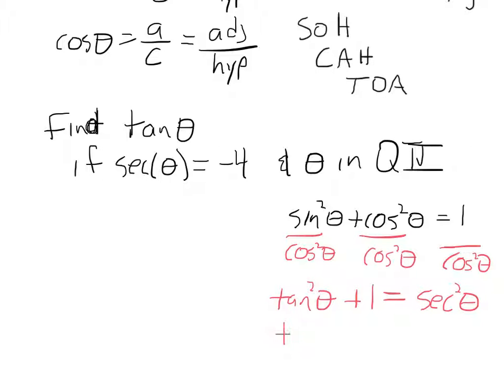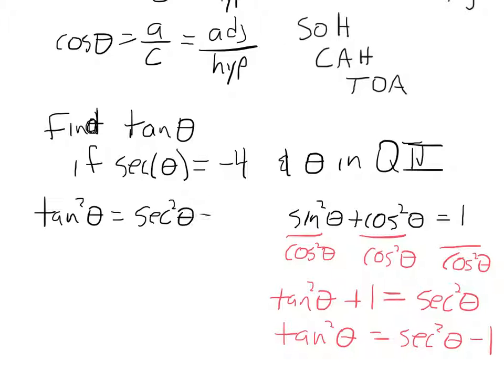So if I just subtract that 1, I can get to there. So tangent squared theta equals secant squared theta minus 1. So we go up to our problem, and tangent squared theta equals secant squared theta minus 1. What we can do is basically plug in -4 for secant.